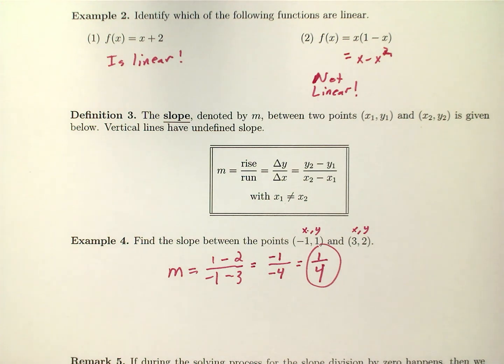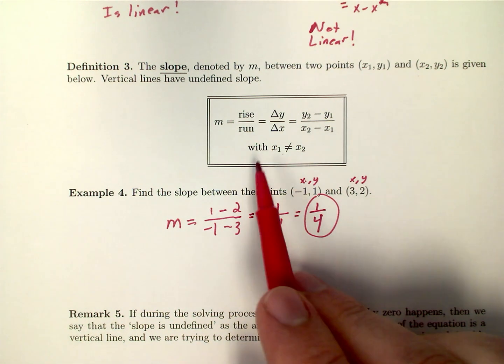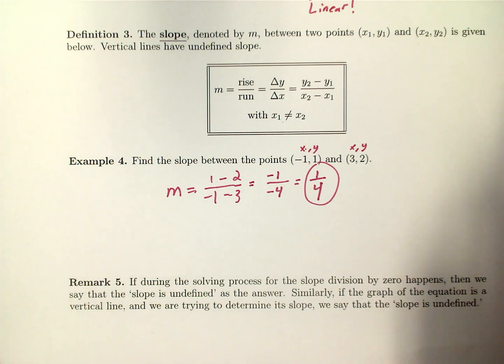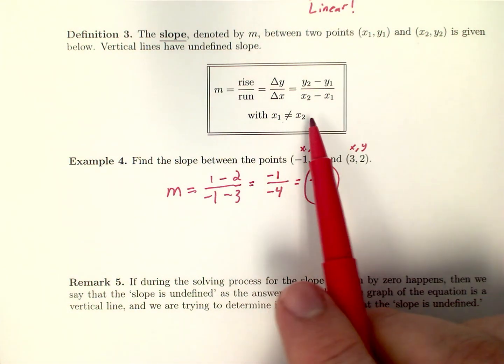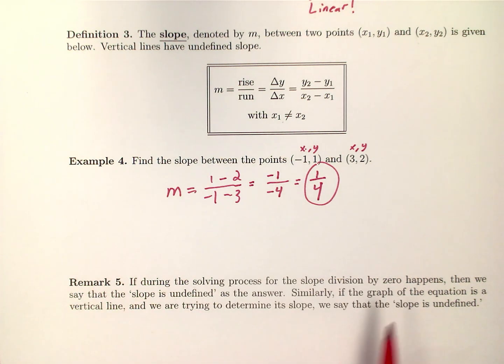All right. If during the solving process, again, you have division by 0, that means that these two x coordinates were the same. And that means that you ultimately have a vertical line. And we say the slope is undefined as an answer.